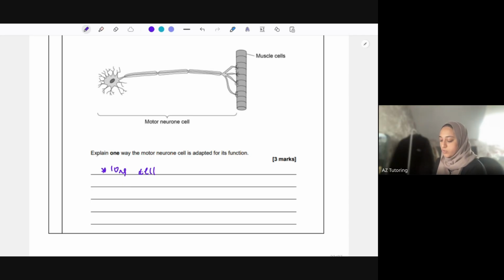Well, we need to explain why being long is adapted for its function. It's a bit like that first question we did, how's the flagella adapted? It's for movement, right? So long cell, because what's the function of the motor neuron cell? You explain that it's to transport information. It's essentially a signal, right? The motor neuron, the electrical impulses that it's transporting. Now, where is it transporting it from? So it's going from the central nervous system to the effector. And that's your 3 marks.